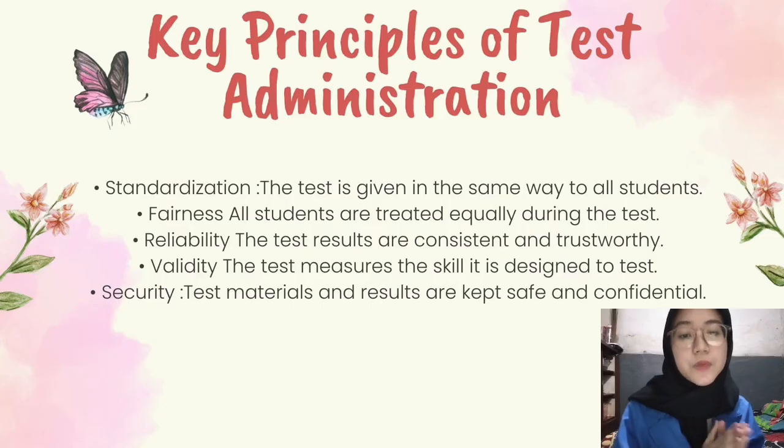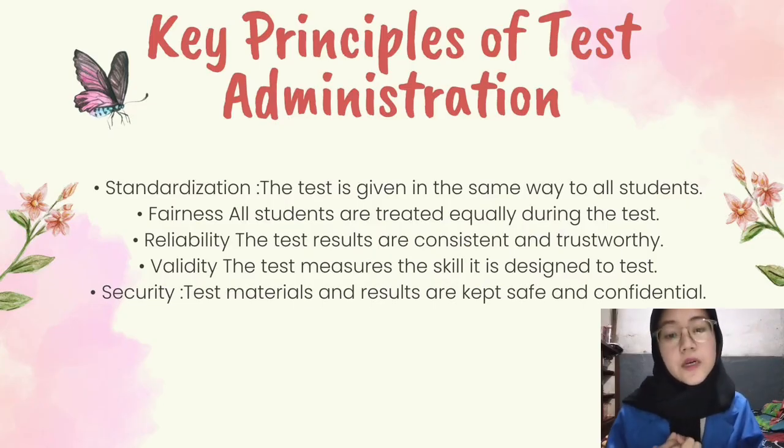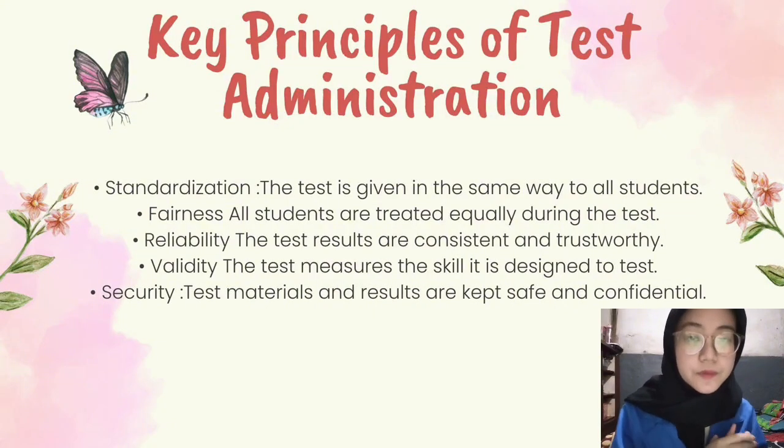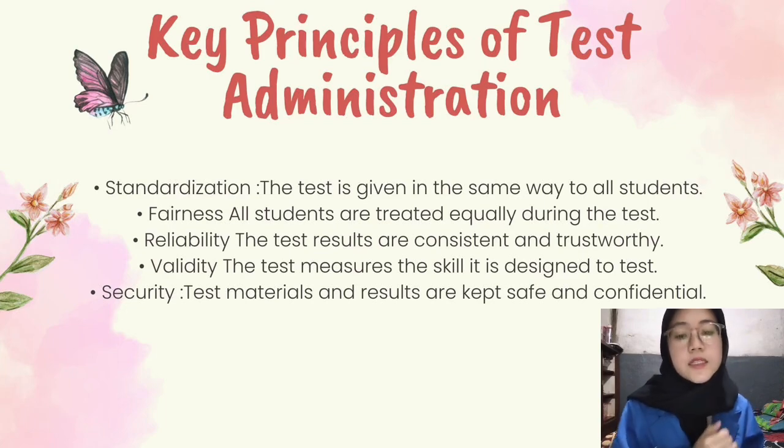Third is reliability. The test results are consistent and trustworthy. A reliable test gives consistent results, so the score can be trusted. Next, validity. The test measures the skill it is designed to test. The test must measure the skill that it is supposed to measure, such as speaking and writing.